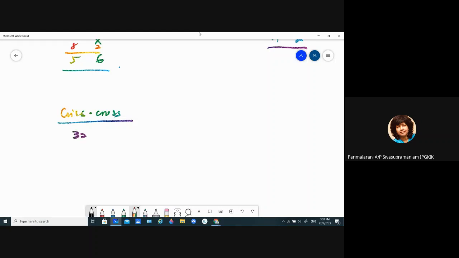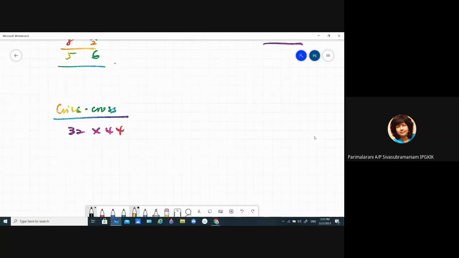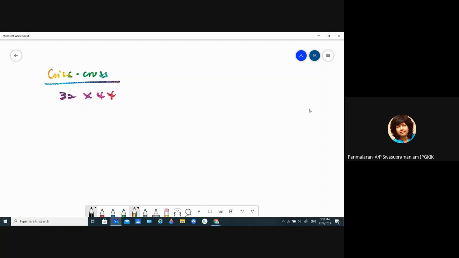So say we have 32 times 44, okay? Here we're going to do it this way: 32, 44. Now we multiply. 2 times 4 is 8. Now we cross multiply and add. 4 times 2 plus 3 times 4 is how much? 20. So we write in the center here 20.